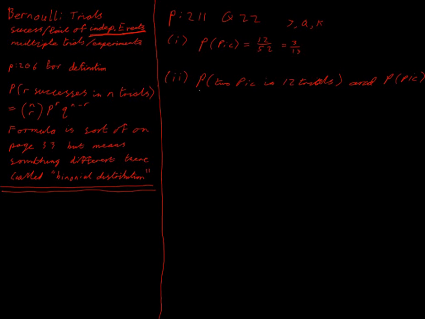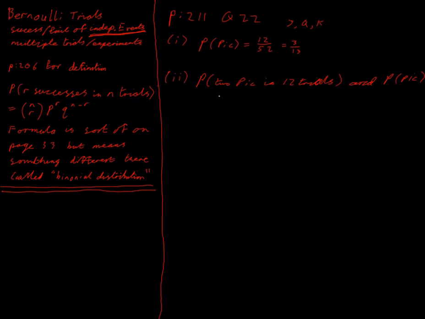So we must get probability of 2 picture cards in the first 12 trials, and then we must get a picture card on the next attempt. So that's what we're after, and this is the only thing that I really wanted to show you in question 22: 2 picture cards in the first 12 trials, and then we must get a picture card on the 13th trial. So we work these out separately and multiply our answers, because "and" in independent events means multiply.